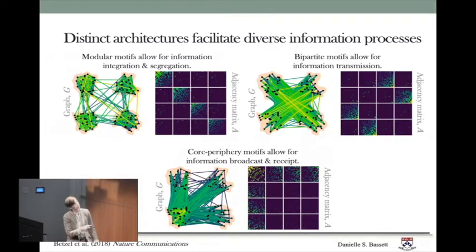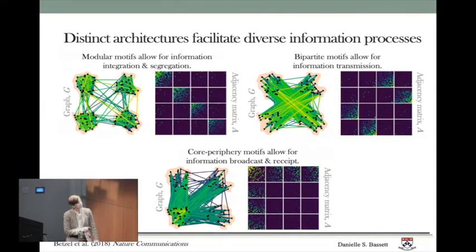This is what the graph would look like if you had bipartite structure, and this is what the adjacency matrix would look like if you had bipartite structure. So you see lots of connectivity in these off-diagonal blocks. But that's also not all I think that neural systems can do.